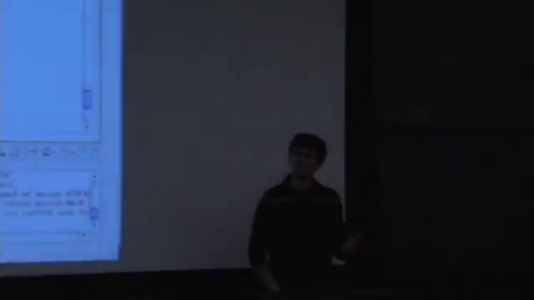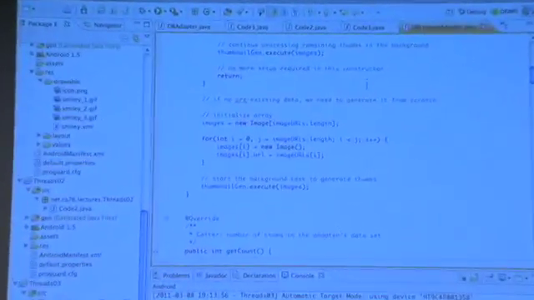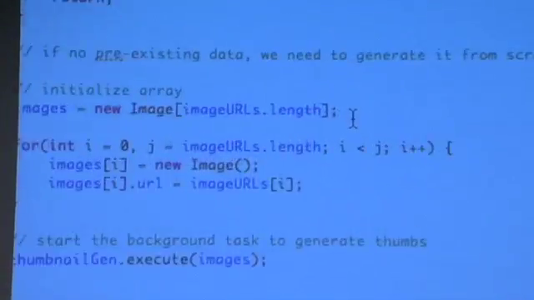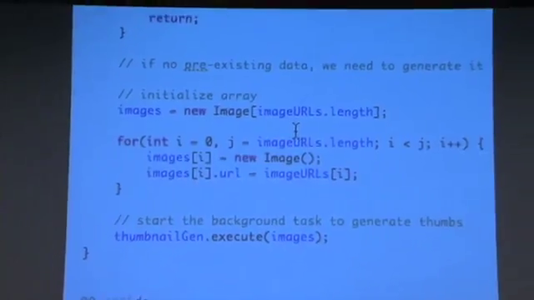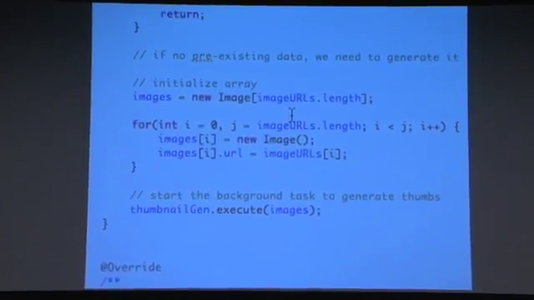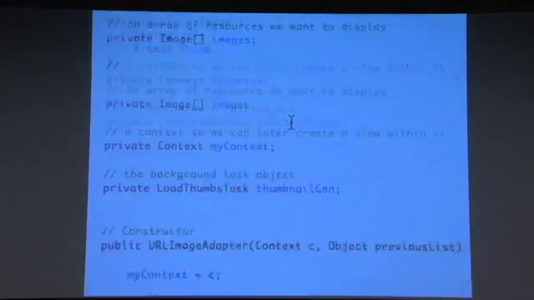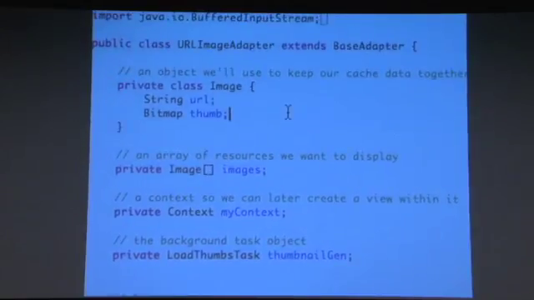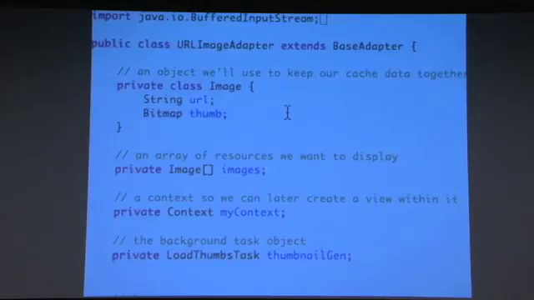But that's sort of an additional step. This is a good first step for a sort of complicated background thread. So what happens here is, in our constructor, we basically need to generate a list of URLs. And so we then have an array of type Image. If we look at the Image class, it's relatively simple. All it is is a string representing the URL and also a bitmap representing the thumb.